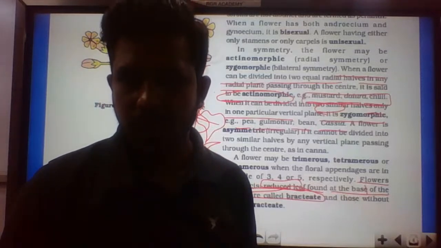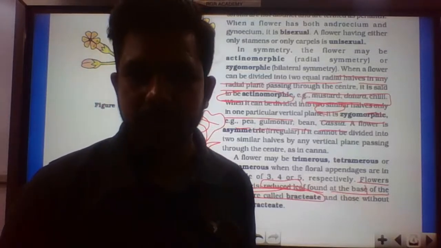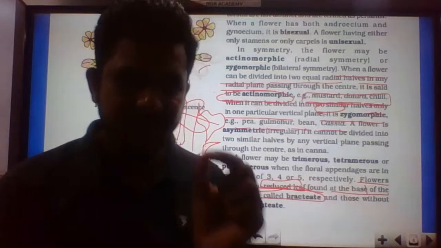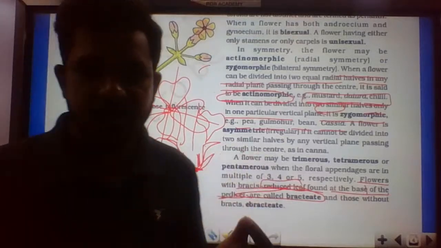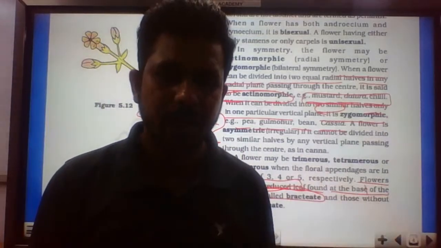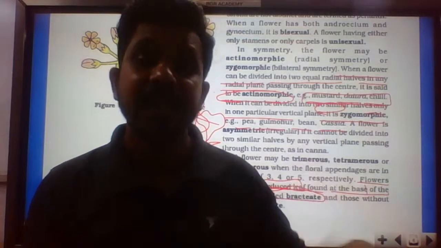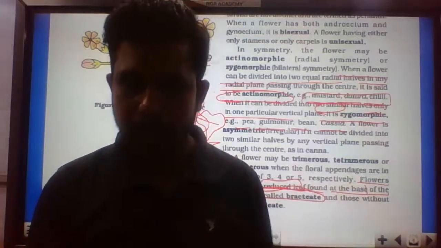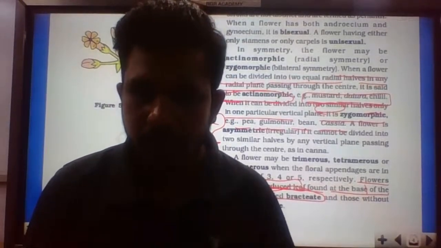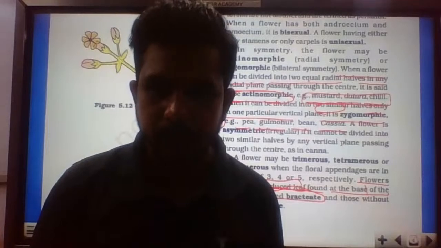Yes, correct. Pedicel means flower stalk, and there is a reduced leaf-like structure, that is bracteate. Okay, that is a bracteate. If there is no bracteate, the flowers are called ebracteate. Okay, who asked that question? Vaishnavi. Now you understood, no?